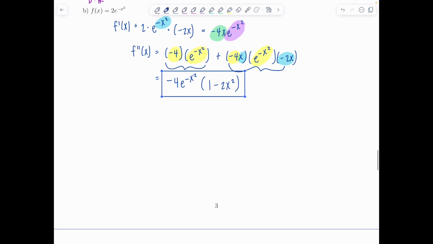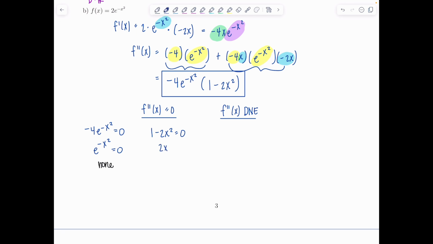Again, I want to see where f double prime of x equals 0 and where f double prime of x does not exist. All those values are going to get listed on my number line. So the second derivative equals 0 if either of these factors is 0. So if negative 4 e to the negative x squared is 0, or if 1 minus 2x squared is 0. If negative 4 e to the negative x squared is 0, that means e to the negative x squared is 0. But that's never going to happen. You can't take e, raise it to some number, and get 0. That's impossible. So none.